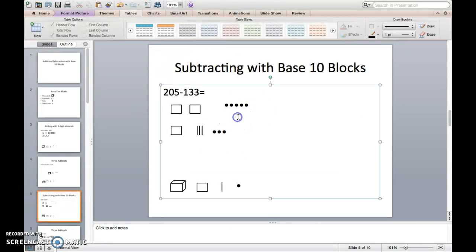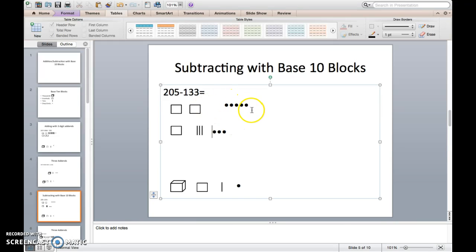Now I'm going to show how to subtract with base 10 blocks. And what we have here is a minuend with a 3-digit number and a subtrahend with a 3-digit number. And we're going to start by subtracting the ones first.